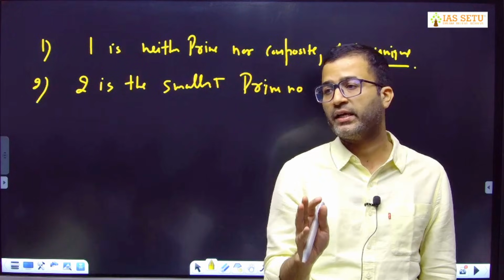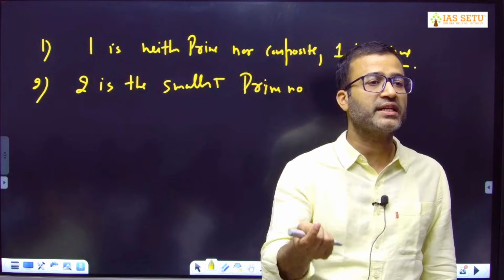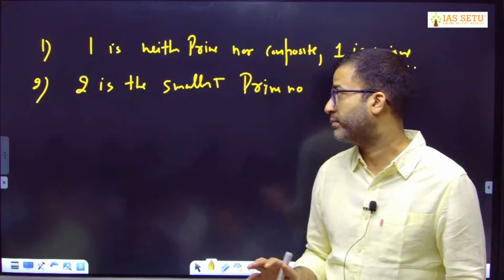वो सवाल ही नहीं है. First condition is your number should be a natural number. Then we decide whether the number is prime or composite. तो 2 is the smallest prime number.